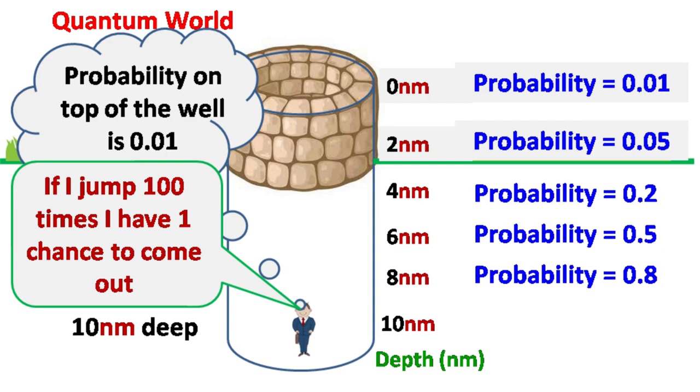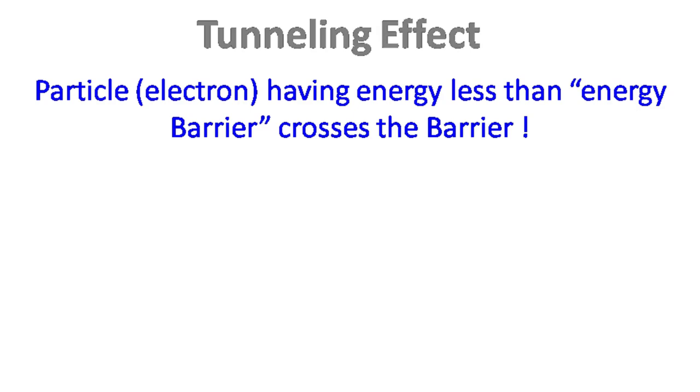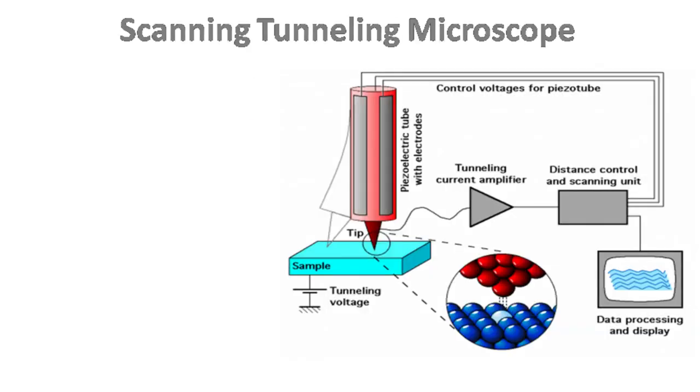And this phenomenon is known as the tunneling effect. That is, Mr. X having energy less than the height of energy barrier crosses the barrier is called the tunneling effect. So the scanning tunneling microscope is based on this phenomenon.